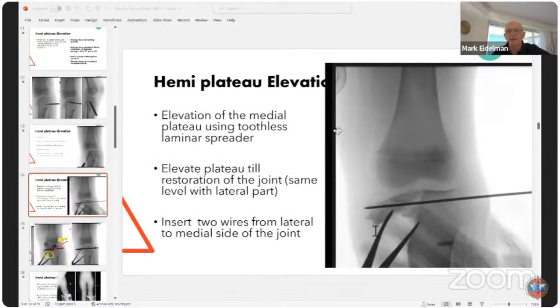So here are the steps. Elevation of the medial plateau. I'm doing this with a toothless laminar spreader. I had cases with a crushed medial plateau from a regular laminar spreader. Elevate the plateau until restoration of the joint at the same level as the lateral part. We insert two wires from lateral to medial side.